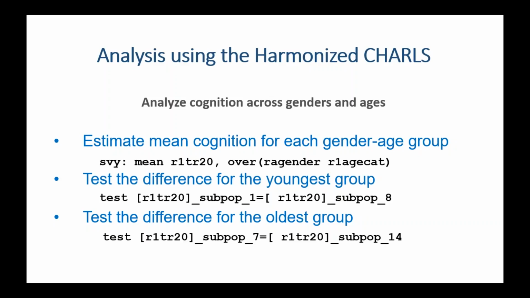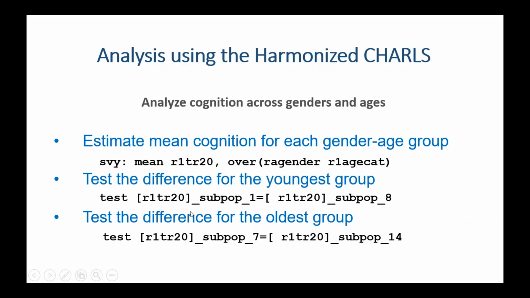The first thing we're going to do is estimate mean cognition for each gender age group. Again, this data is really nice because this is really simple. We're just going to use our svy. We'll recall our sampling design. We're going to take the mean of our cognitive score, and in this case, we're going to go over RA gender and over R1 AGECAT, the variable that we created with our age categories. So in that one step, we've done that.